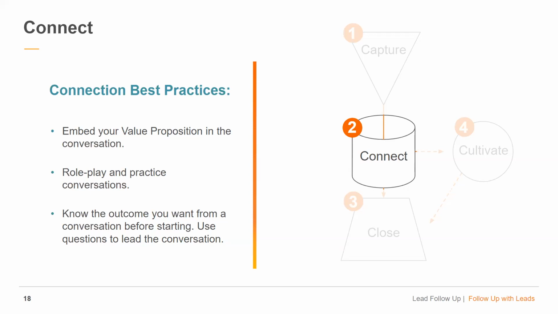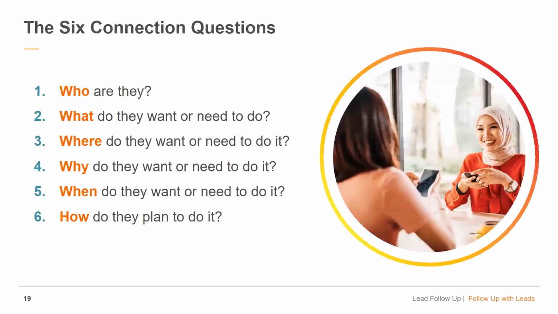Going back to the best practices, like I said, you need to embed your value proposition. You need to constantly role play and practice your conversation so you know what to say to your leads. And the third thing is to use backward design when thinking about your communication. So think about the intended outcome before you start the conversation. Use questions to help lead them towards the appointment. All right, so I call that backwards design. Think about the intended outcome and ask the right questions.